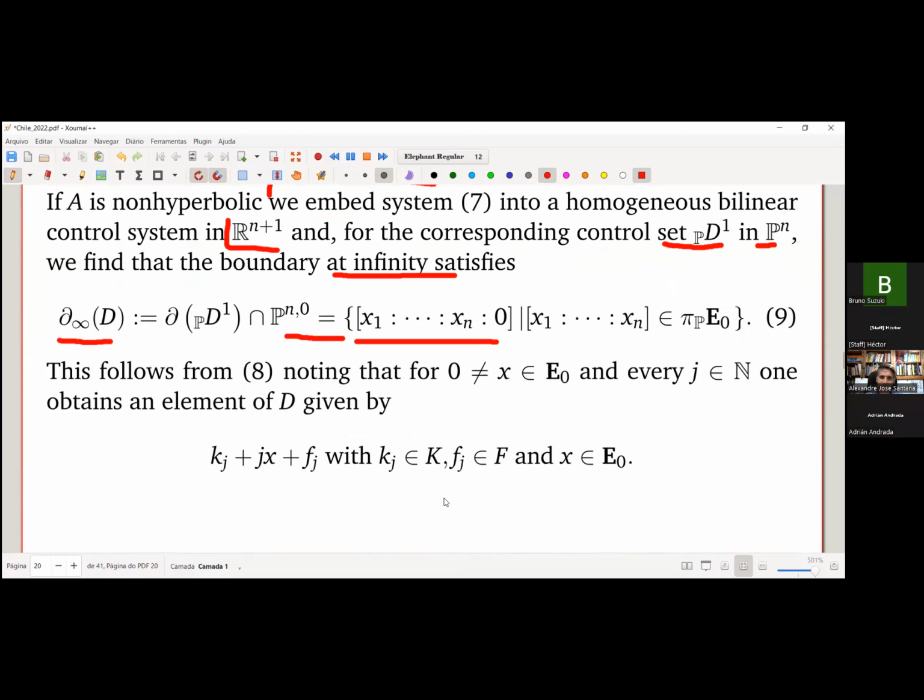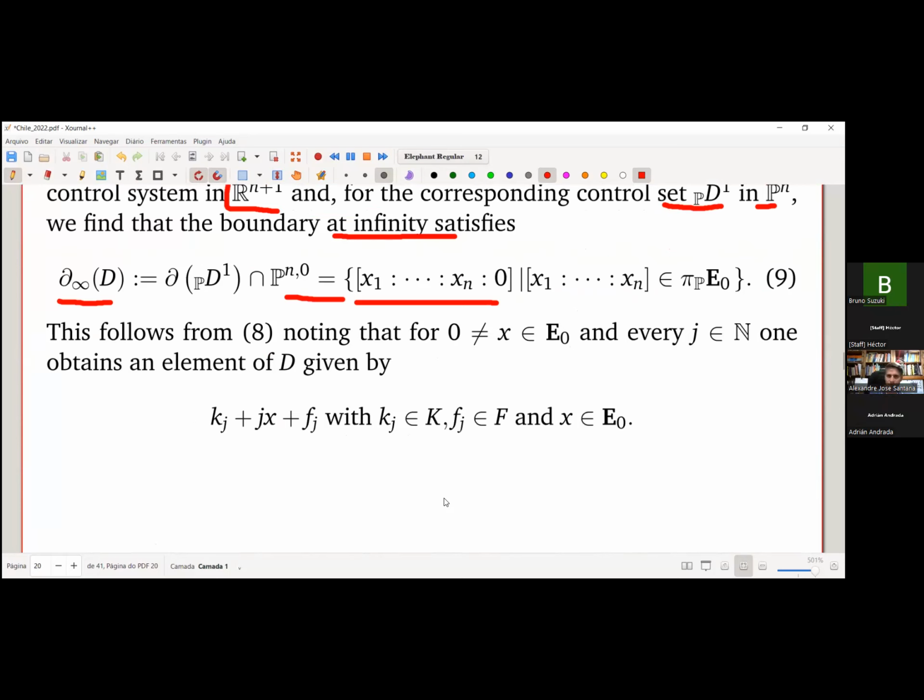I mean, let me draw a picture here. In this case, if the system is non-hyperbolic, then the control set is unbounded. So we have some kind of behavior like that. And the boundary at infinity of this control set here, this is D, will be some part of Pn minus 1.